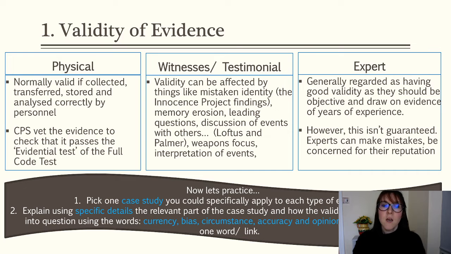Witnesses and testimonial. Validity can be affected by things like mistaken identity, the Innocence Project findings, memory erosion, leading questions, discussions of events with others. So Loftus and Palmer found that. Weapons focus, interpretation of events. So what that means is that validity can be affected by many, many things. The weapons focus I've mentioned before is basically when there is a weapon being used, like a knife, the witness focuses on the knife, not the person, because the knife is what's threatening them, or the knife is, you know, evolutionary, what you need to watch and be careful of. So you focus so much on the knife, you don't actually focus that much on the person wielding the knife.